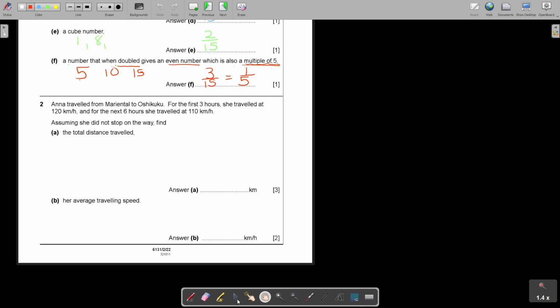And it's again saying, Anna traveled from Marintal to Oshikuku. For the first 3 hours, she traveled at 120. I like underlining always. So for the first 3, take your ruler, she traveled 120 kilometers per hour. I'm just going to use color so it stands out. For the next 6 hours, she traveled 110 kilometers per hour.